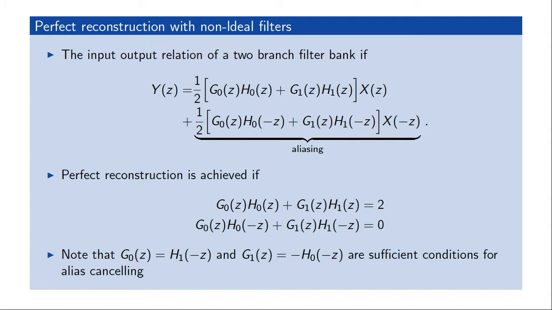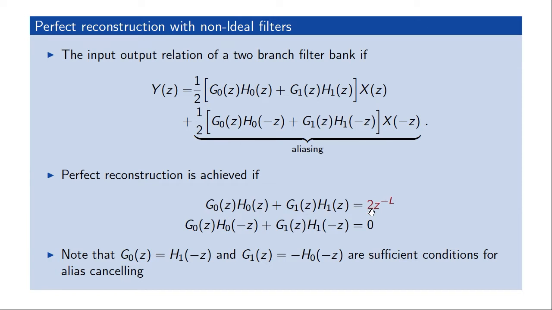The problem with this is that it's very hard to satisfy these two simultaneously if we wish to have filters which are causal at the same time. However, what we could do is relax this assumption that this should work out to be a constant and instead let it be z to the minus L, where L is a constant, and that would correspond to a constant time delay. So using this condition instead, we could get that the output sequence is simply a slightly time delayed version of the input, and that is pretty much as good as perfect reconstruction.